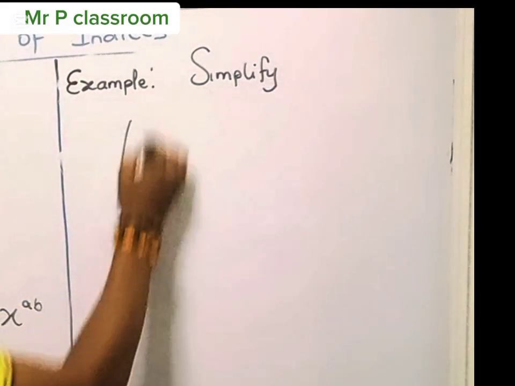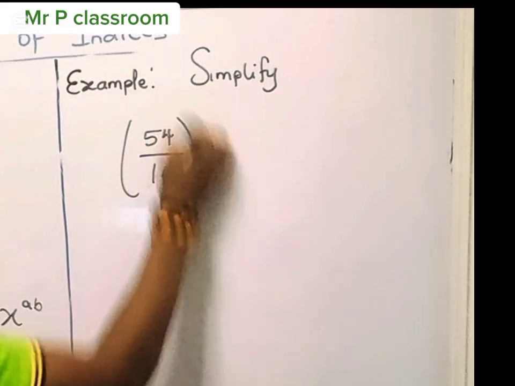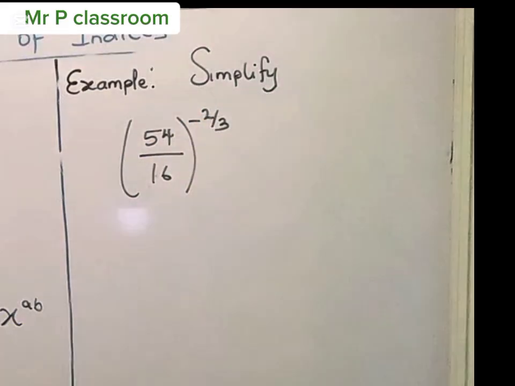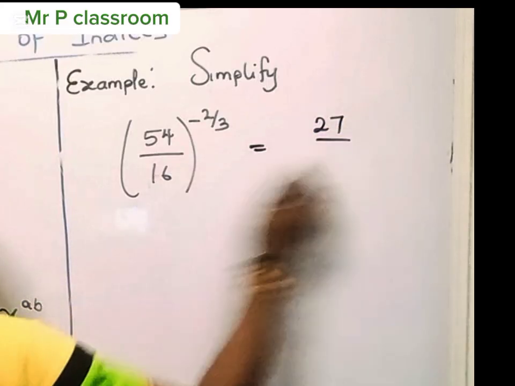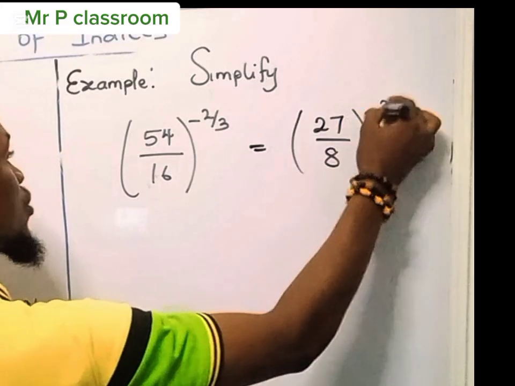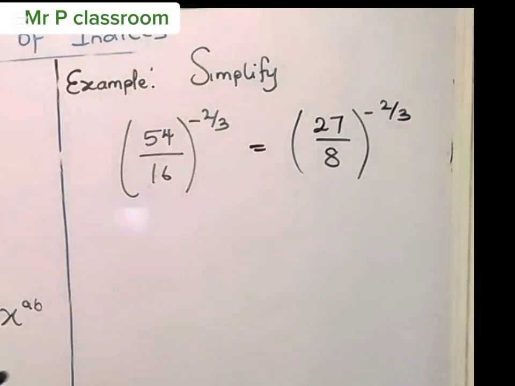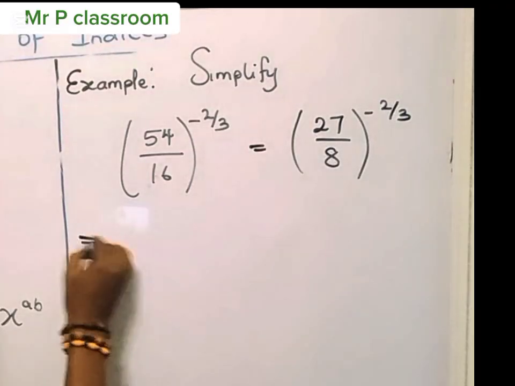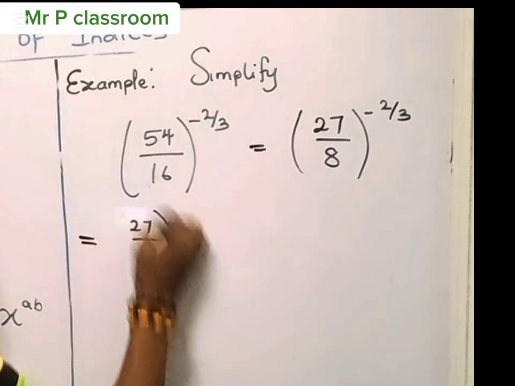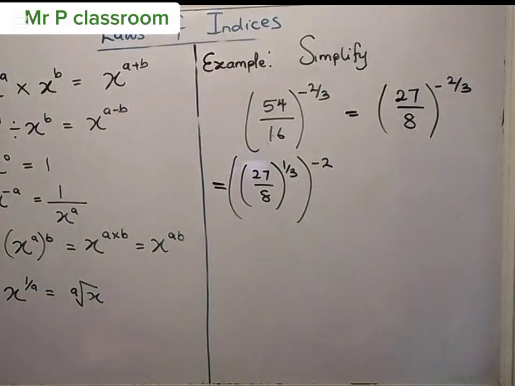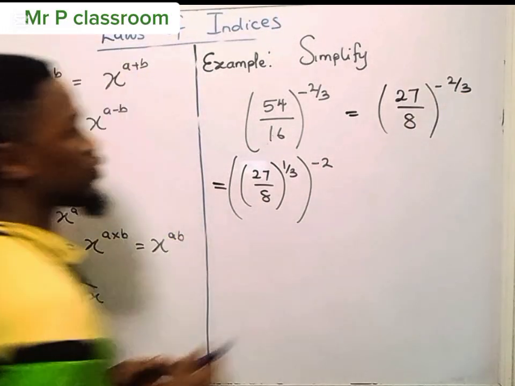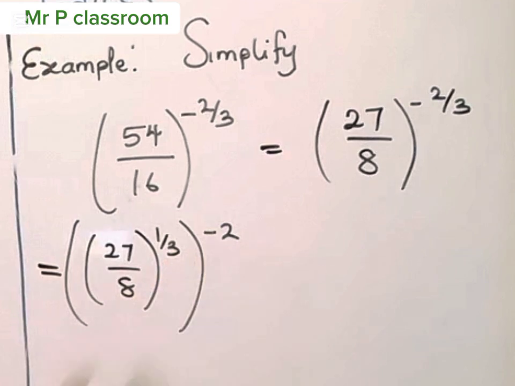What if you have something like 54 over 16 raised to the power of minus 2 over 3? How do you do something like this? Simple, take it to the lowest term. 2 in 54 is 27, 2 in 16 is 8, raised to the power of minus 2 over 3. Now this minus 2 over 3, that is the power, how do we interpret it? We can say this is 27 over 8 raised to the power of 1 over 3, raised to the power of minus 2. If you can see what I did, I just split this minus 2 over 3 to give me 1 over 3 and minus 2, so that when you multiply them back, you have your minus 2 over 3 back.